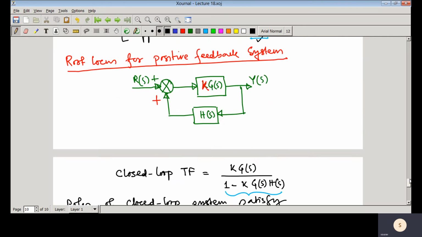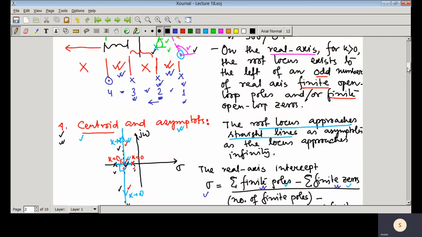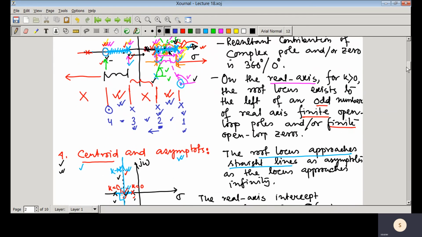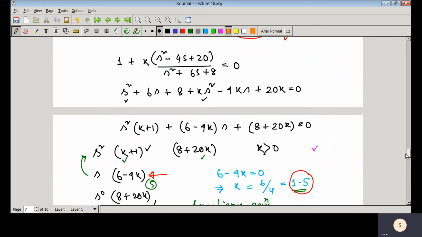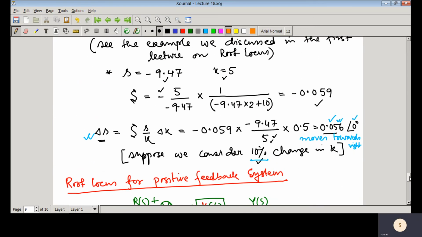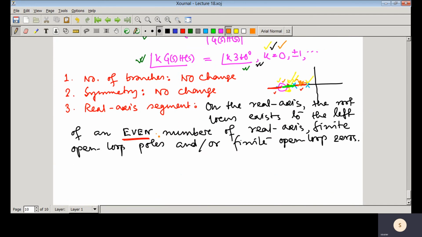And if you just see the difference with that negative feedback, the real axis segment count was odd in case of negative feedback, but in case of positive feedback the count would be an even number. You can see here it is even. So this is that difference, and that difference appears because of this angle condition. So we have seen that in rule 3 there is a difference whenever we consider positive feedback. And what would be the starting and ending?